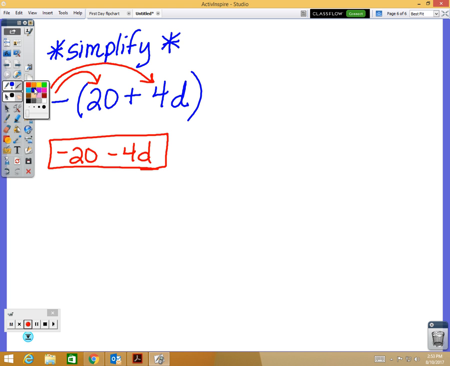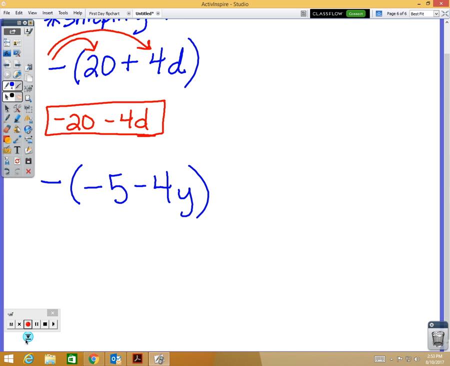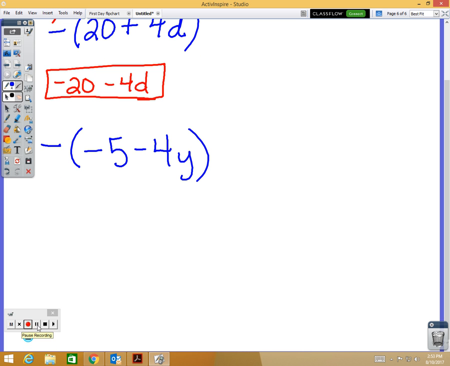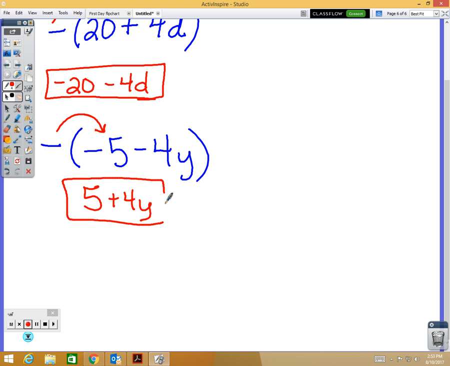Now it looks a little bit more complicated when I put a lot of negative signs in here. So in this problem, we have lots of negatives, but we all know that a negative times a negative is a positive, so it should not be that big a deal. Negative times a negative 5 is a positive 5. And negative times a negative 4y is a positive 4y. And that's it. No big deal.